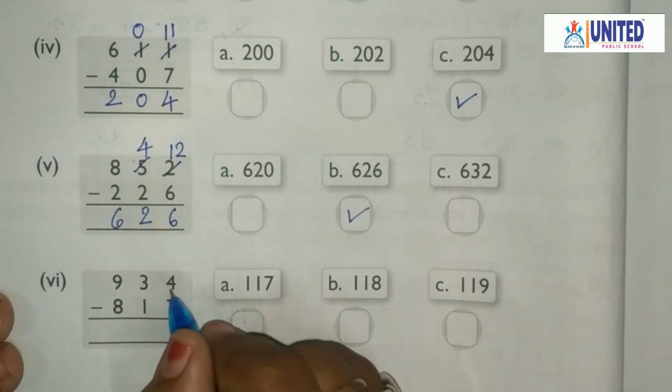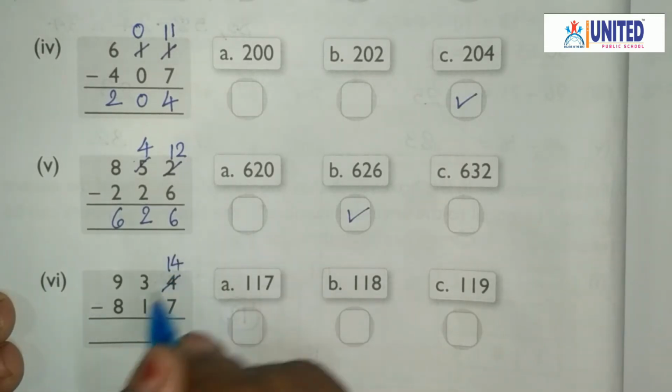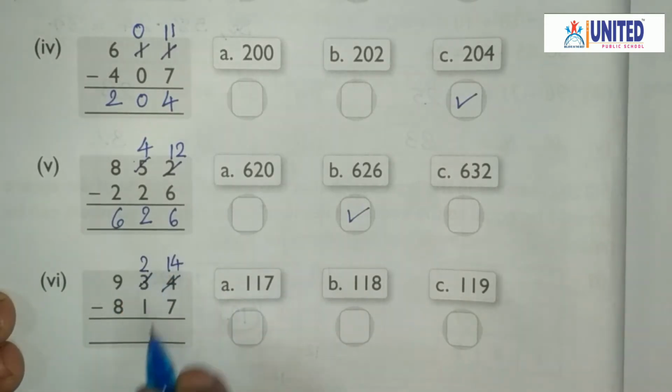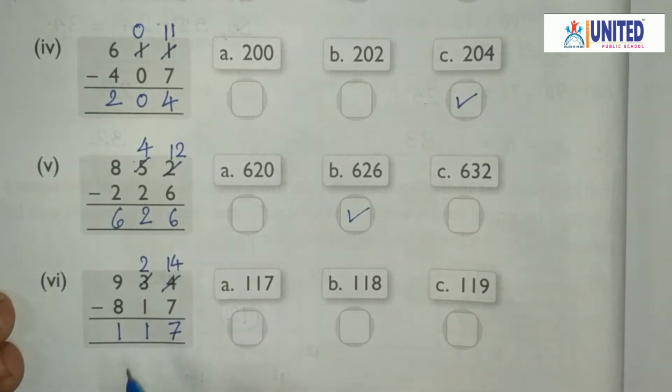Now number 6. 4 minus 7 is not possible. So we take the borrow from the tens column. So here 2 remains. Now 14 minus 7 is 7. 2 minus 1 is 1. And 9 minus 8 is 1. So the answer is 117. So in which option is it? In the A option. So tick on the A option.